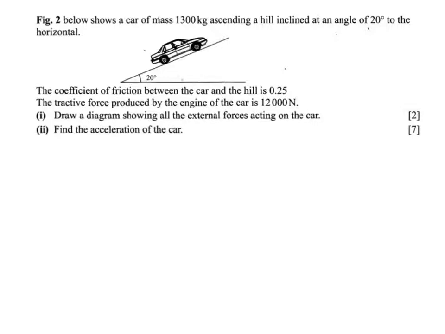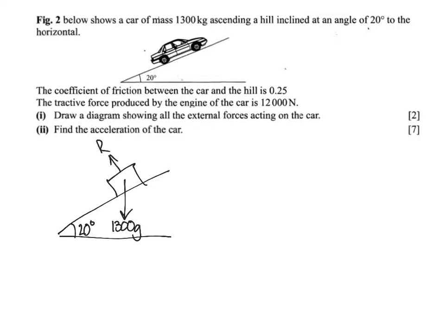Now, even if it hadn't asked me to do that, I would have wanted to do that anyway. It's always good to draw a good diagram. There's 20 degrees. We've got our car, and the weight of that car is acting straight down. In this case, we know that the car is 1300 kilograms, so the mass times gravity, 1300 g. We have a normal reaction from the car. And we're told that the tractive force of the engine of the car is 12,000 newtons. That means there's a force going up the slope of 12,000 newtons.